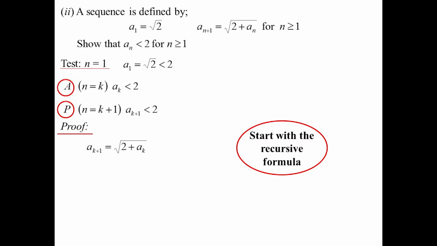So a_{k+1} is equal to the square root of 2 plus a_k. But we have assumed that a_k is less than 2. So therefore, our term is going to be less than the square root of 2 plus 2. And the square root of 2 plus 2 is the square root of 4, which, what do you know, is 2. Voila! So term k plus 1 is always less than 2. A simple little induction there to do.